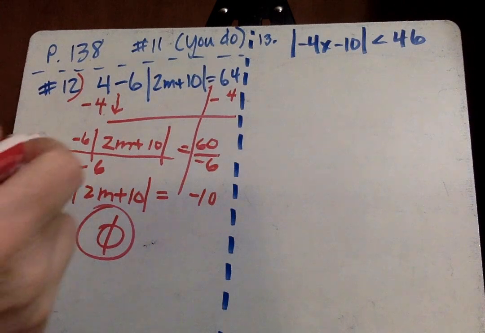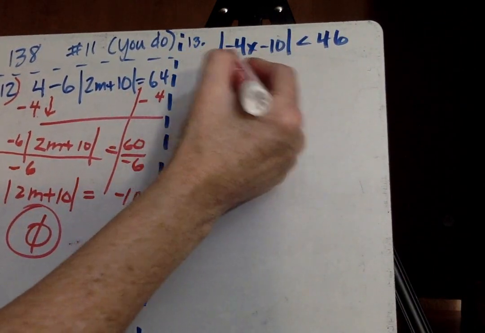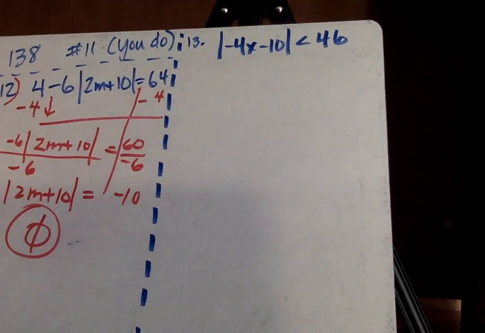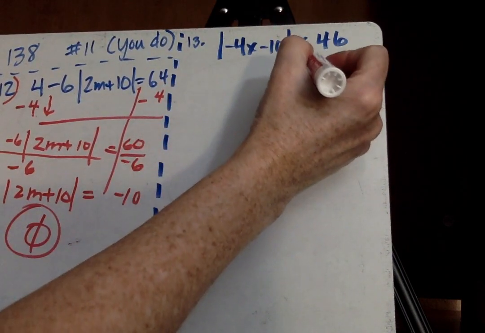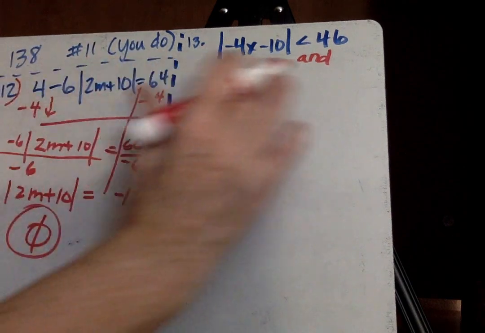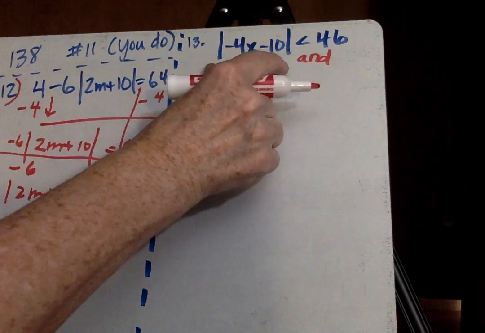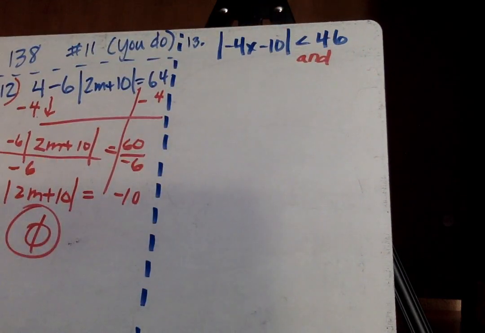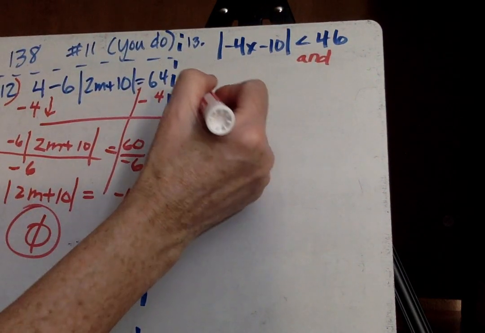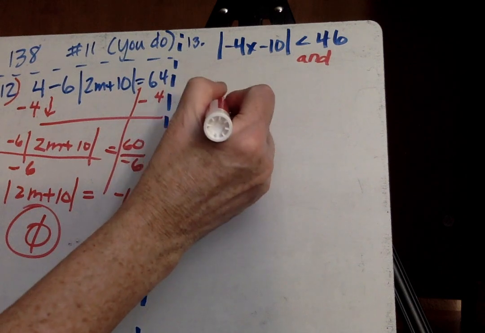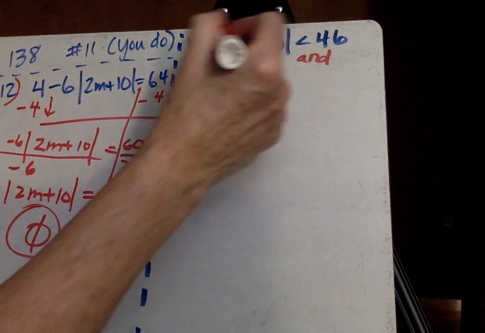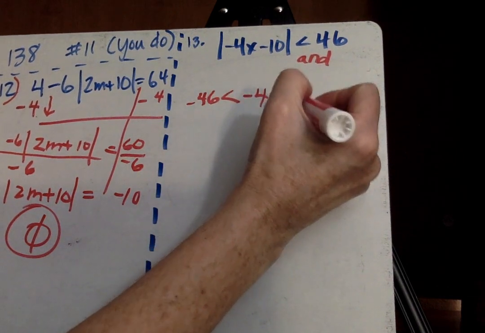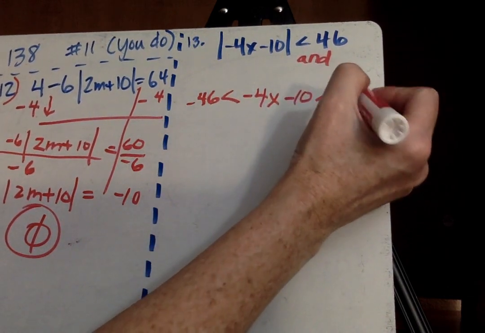Number 13. Now, when it's an absolute value and it's an inequality, it's less than. So it's going to be an and. Now, if it's an and, we can put it all together. We see that this is positive. This is going to be a positive number here. So we'll get two solutions. I can put negative 46 is less than, I write it without the absolute value bars. Negative 4x minus 10 is less than 46.